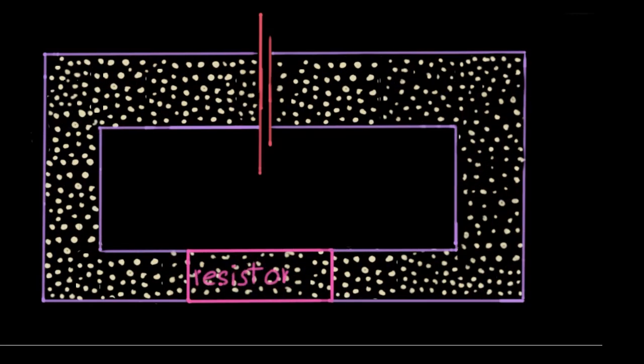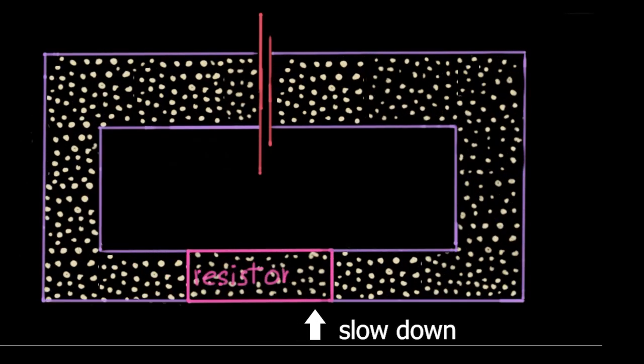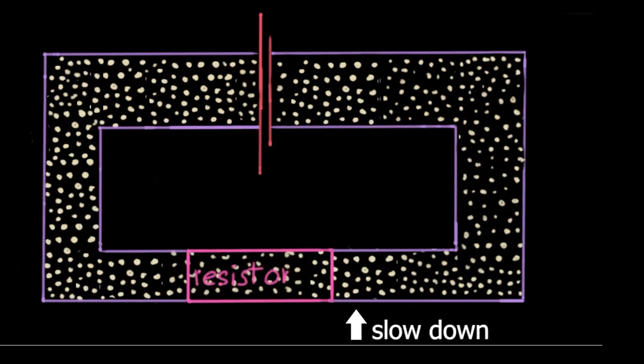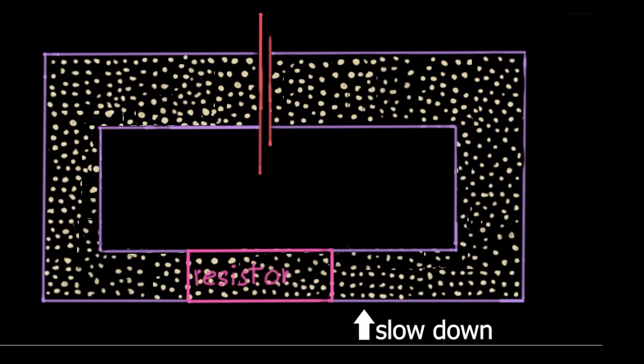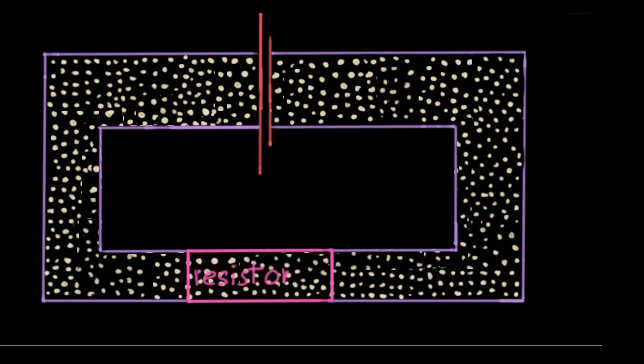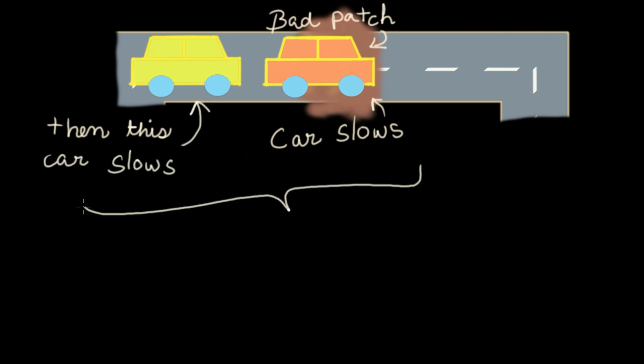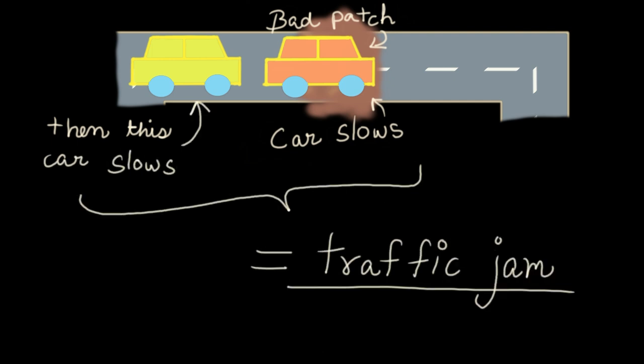When electrons pass through the resistor, they slow down due to the resistance. This in turn slows down the electrons behind them, causing the entire flow in the whole circuit to be affected. This is similar to a traffic jam. Imagine a rough patch on a highway that forces cars to slow down. As a result, all the cars behind it are also slowed down, creating a traffic jam.